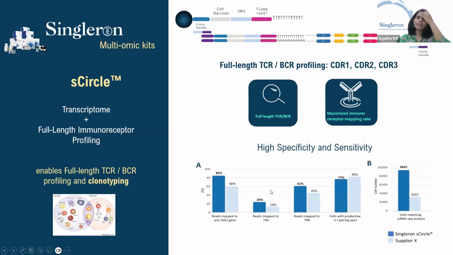I just want to showcase and highlight that using our kit, you get a large number of cells that have productive VDJ pairing, which pretty much means that there are a lot of cells that give you the full-length immunoreceptor and a lot of reads that get mapped to the VDJ gene. So this is for researchers that are interested in profiling the full TCR or BCR sequence, and you can also do clonotyping.